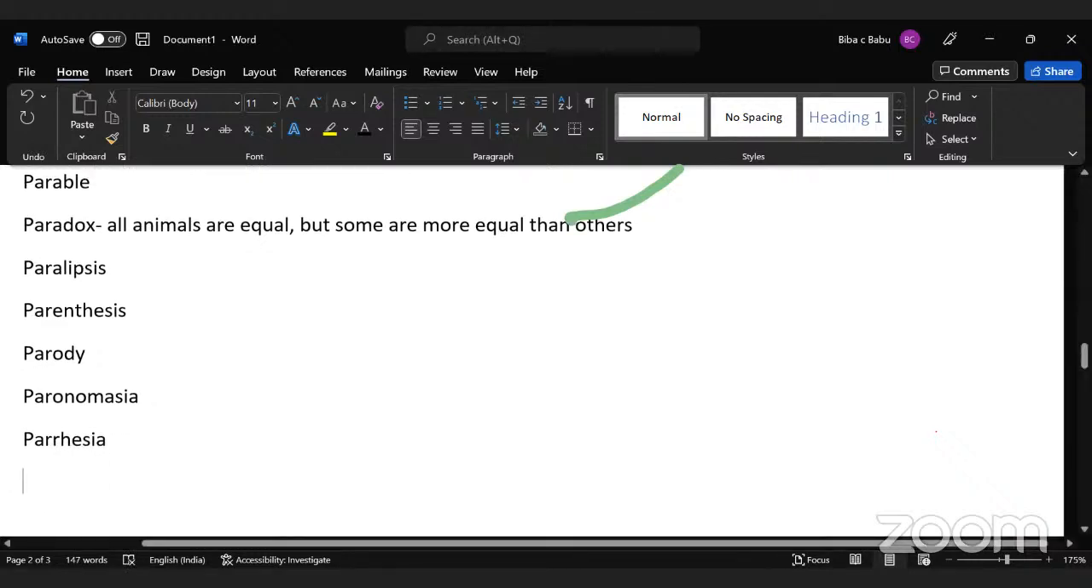Parrhesia is saying something very boldly, very freely, very truthfully. It's free speech. For example, I don't want marriage. It is very difficult to go to your family and say that I don't want marriage. They'll kill you, especially in our society. But if you go there and say strongly to your parents that I don't want to get married, I want to study, you're saying something very boldly and freely. That is an example of parrhesia.